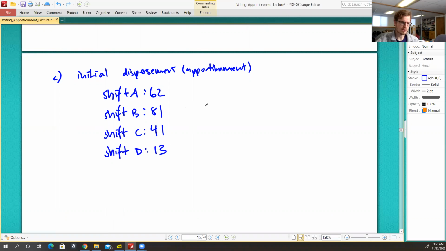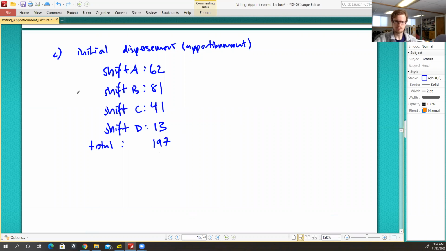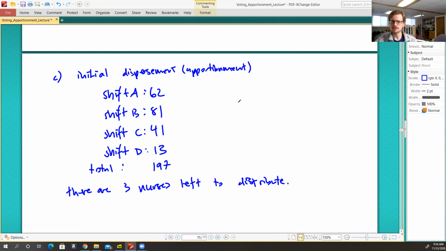All right, but we should notice that the total here is 62 plus 81 plus 41 plus 13 gives us 197. So 3 of the nurses have yet to be assigned a shift. So there are 3 nurses left to distribute. So there's 1 shift that's not going to get one more nurse.